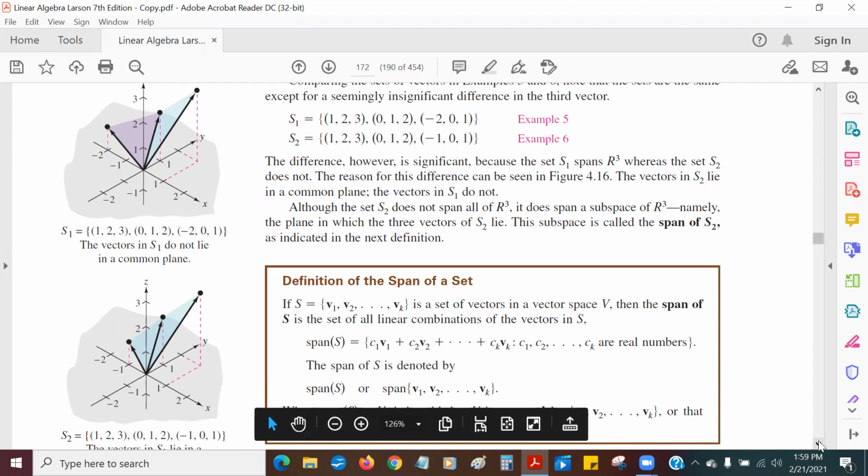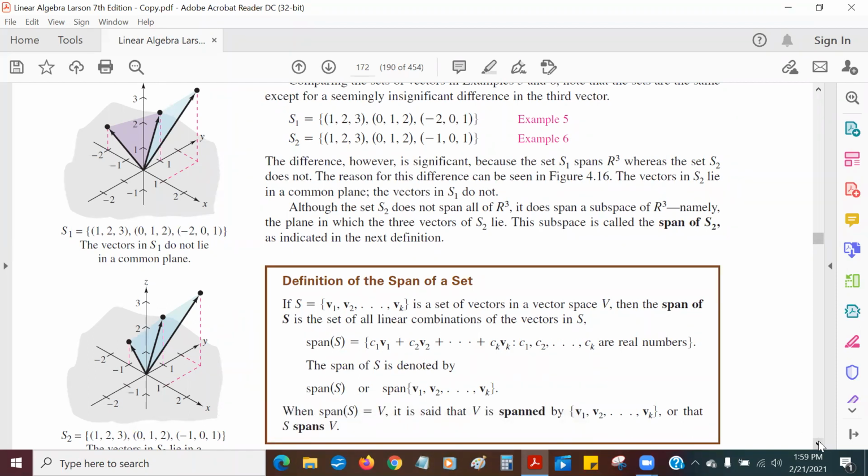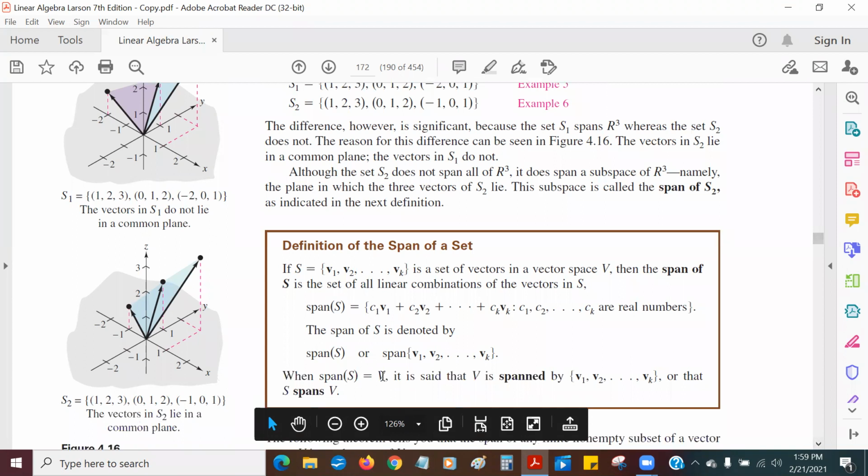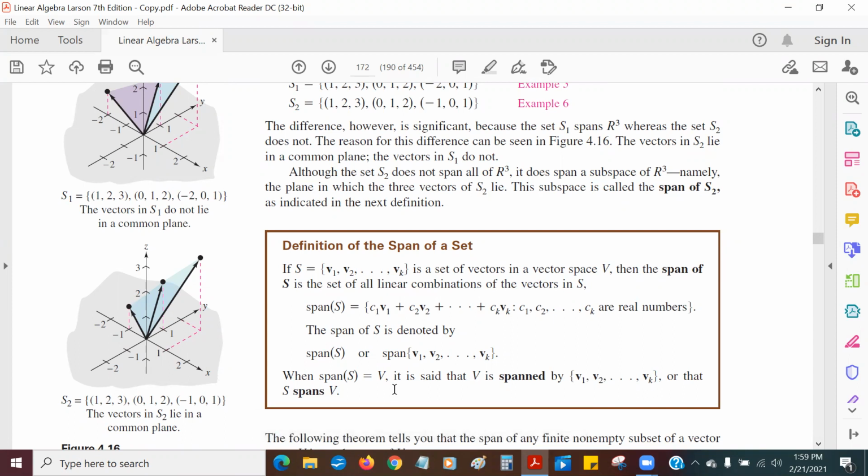Now there are times when the span of S is equal to the entire vector space, and then we say that S spans the vector space. When span of S is equal to V, the entire vector space, then we say V is spanned, not spammed with an M, but spanned with an N, by these vectors, or that S spans V. It's almost like we're learning different ways to conjugate the word span in the linear combination sense.